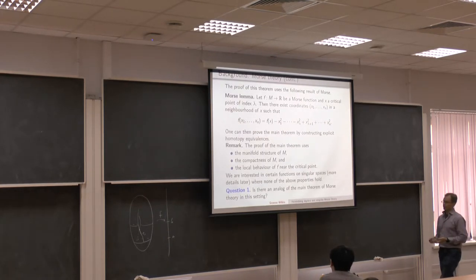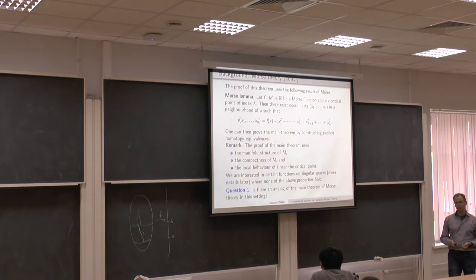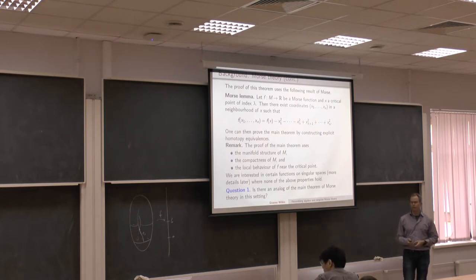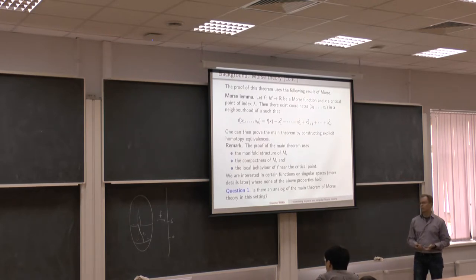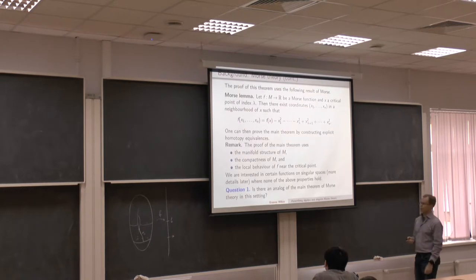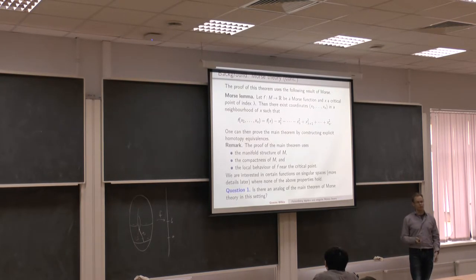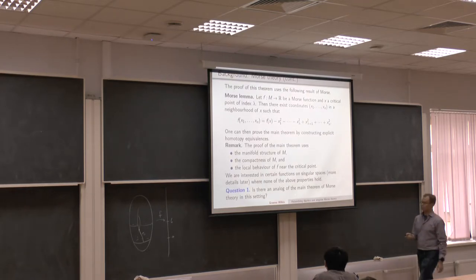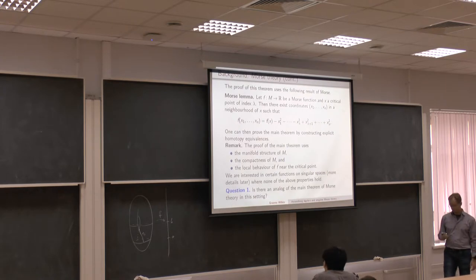So what I want to study is certain functions on singular spaces. For example, the space of all Higgs bundles is one of these examples, which is infinite dimensional. In finite dimensions, we like to study these on algebraic varieties. Essentially none of the properties hold, because the variety may not be a manifold. It may not be compact, or the function may not be proper, and it may not even satisfy Condition C. And around the critical points, you can't really measure the local behavior of f by taking derivatives. But we'd still like to prove an analog of the main theorem of Morse theory in this setting.